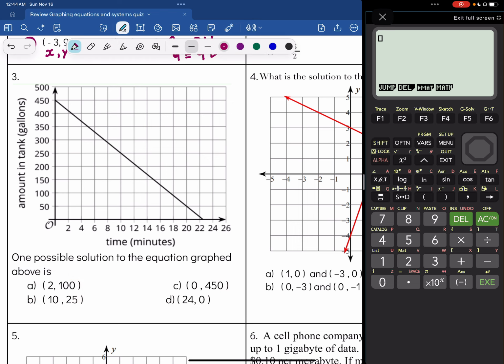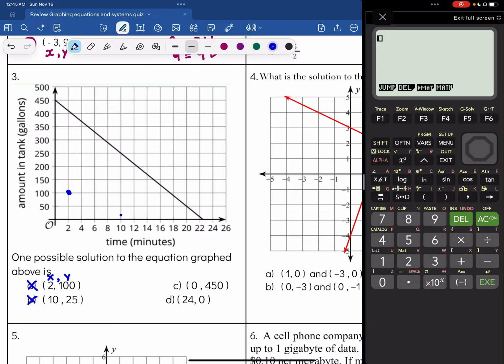If I plot the first one, A, (2, 100), we know that it's always x comma y. So if I go to 2 on the x-axis, and then I go up to 100, that's going to be this point right here. Obviously, that's not on the line, so A is not the answer. B, (10, 25). If I went to 10 on the x-axis and I went up to 25, maybe somewhere around here, we see that that point is also not on the line, so B is not the answer.